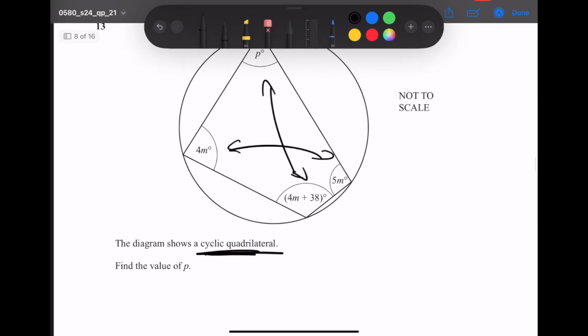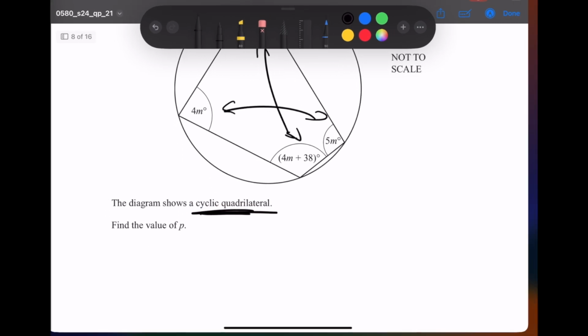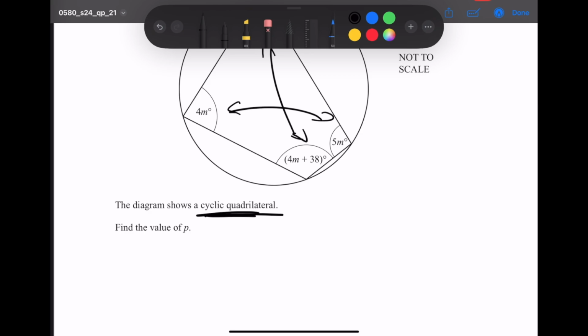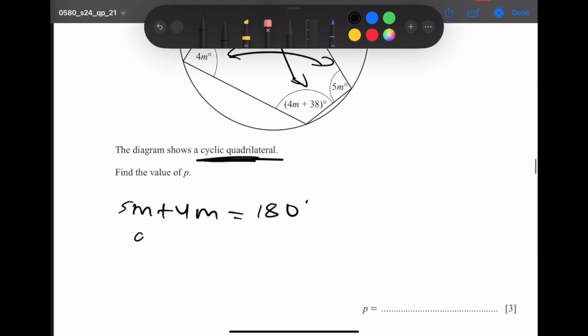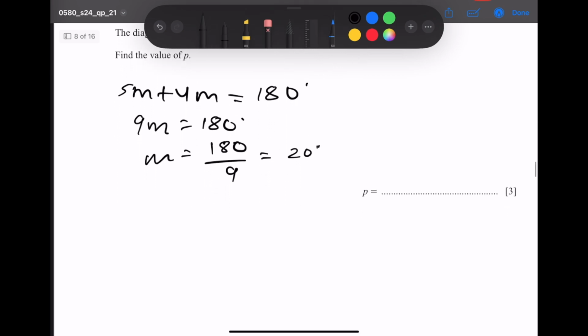So for that, we can first see that if we add 5m and 4m, which are opposite angles, this means that 9m is equal to 180 degrees and m is equal to 180 divided by 9, which is equal to 20 degrees. So that's the first part done.